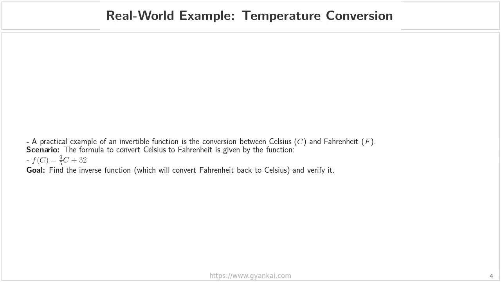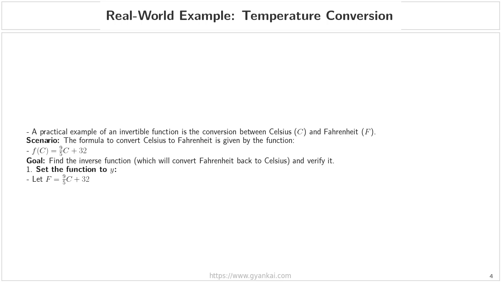Our goal here is to find the inverse function, which would allow us to convert Fahrenheit back into Celsius, and then verify that our result is mathematically sound. Let us follow the procedural guide we established in the previous slide. First, in step 1, we set the function equal to a variable. In this case, we will use f to represent Fahrenheit, so we write f equals 9/5 c plus 32.